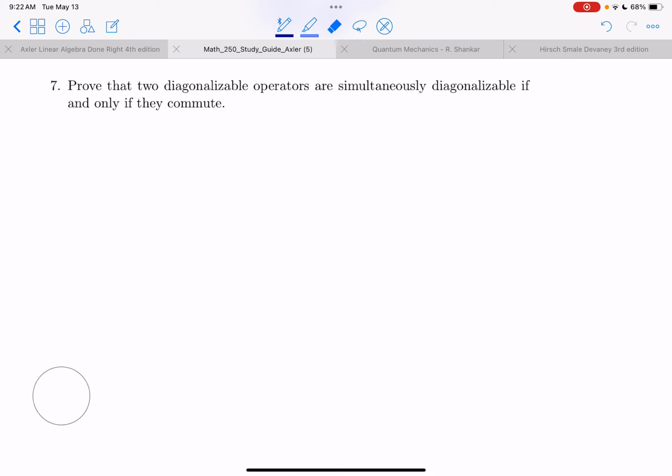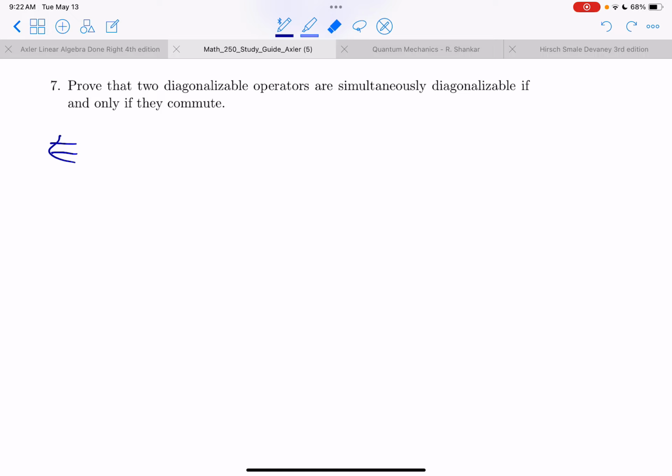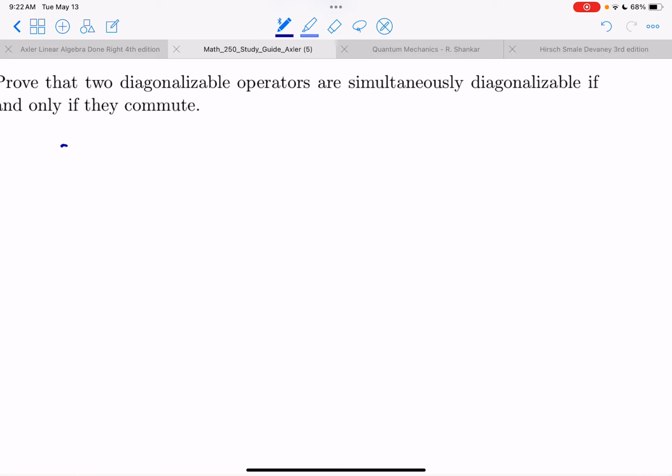Okay, so then what's the other way? So now the other way is, let's say they commute. We need to show that they're simultaneously diagonalizable. Okay, so they commute. Oh, well, if they commute, then their eigenspaces are invariant. So say TS equals ST, then E of lambda T is invariant under S.